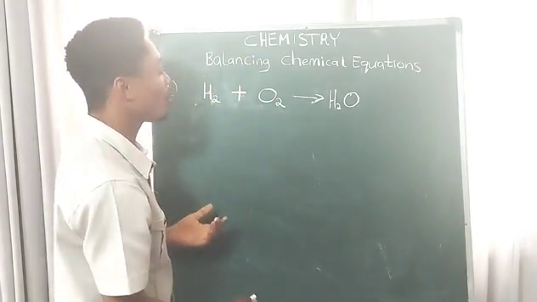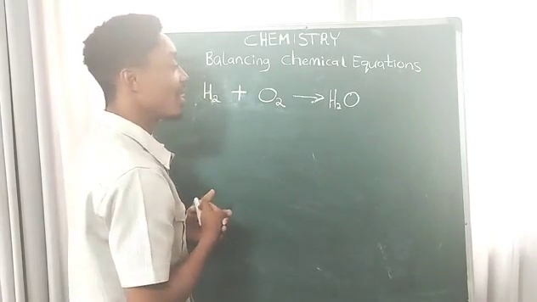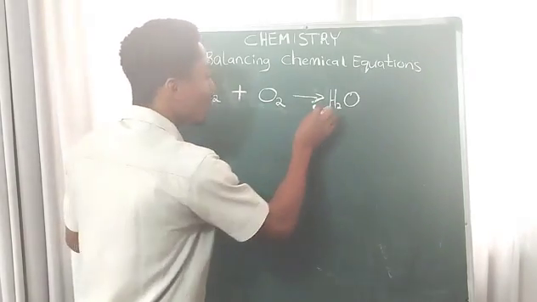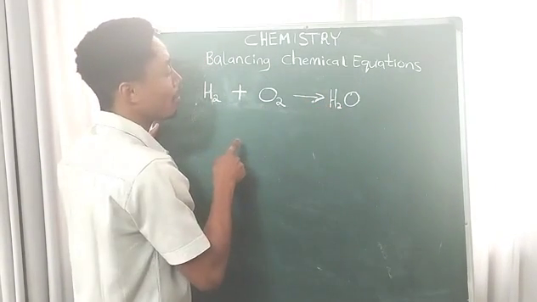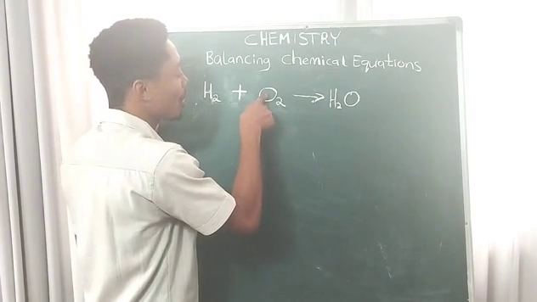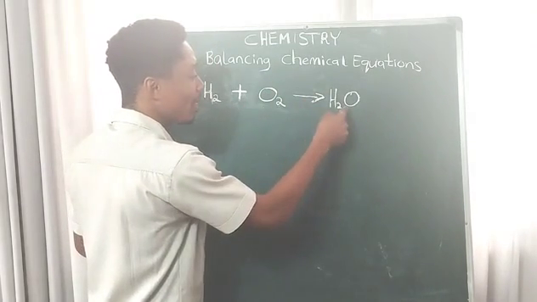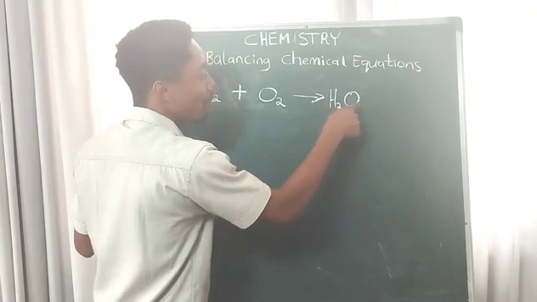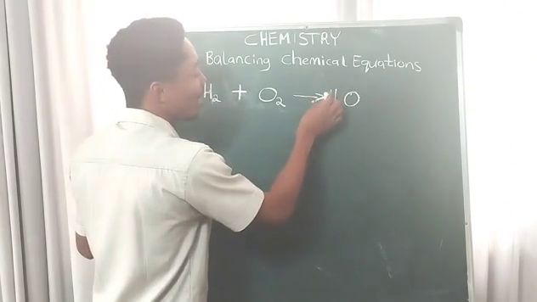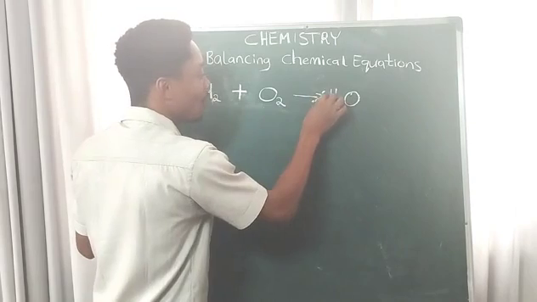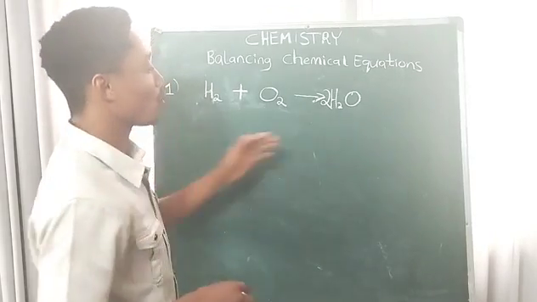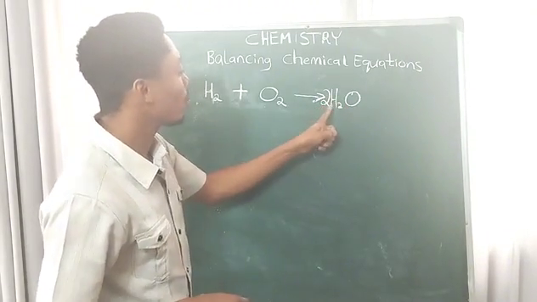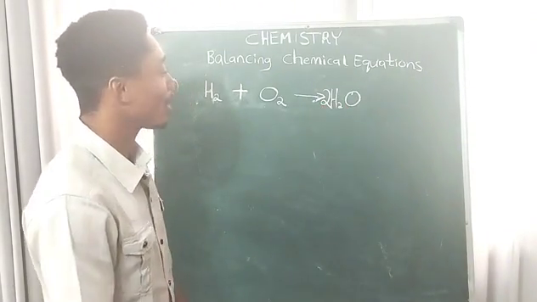So what we're going to do is simple. What are we going to add here to make the number of moles of oxygen the same? Of course, you can see that something times 1 will give you 2. So that thing has to be obviously 2 moles of water. So we add 2 to water.